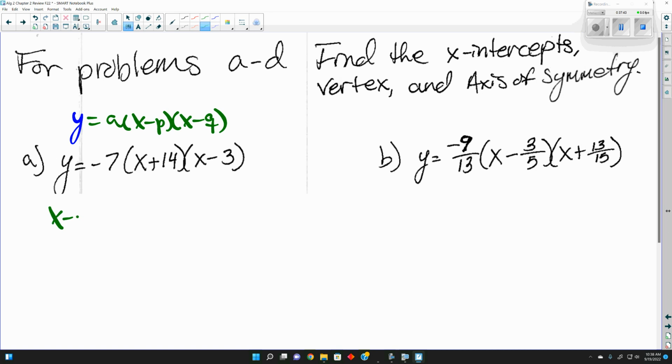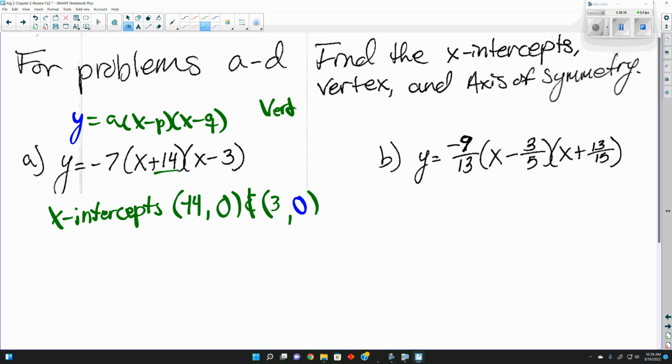So the easiest one to find is the x-intercepts. Now the x-intercepts are p comma 0 and q comma 0. The y value for any x-intercept is always going to be 0. Now one of the values here is negative 14. Since it's x plus 14, it's going to be negative 14. X minus 3 tells me that this is 3, because the values of p and q are negative 14 and 3.